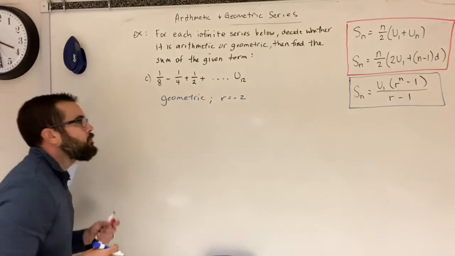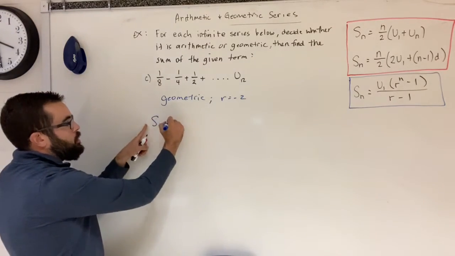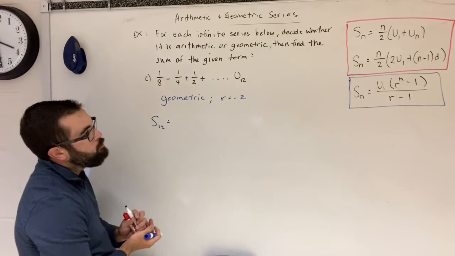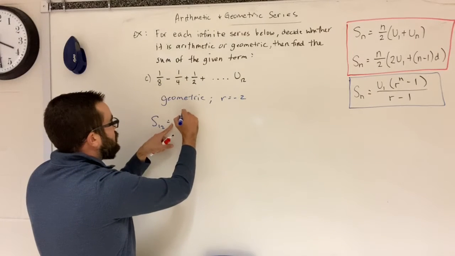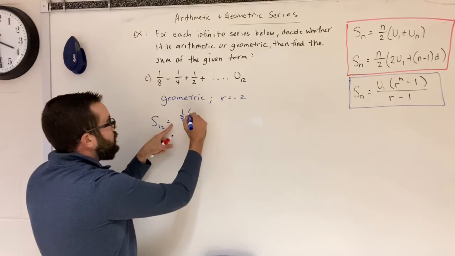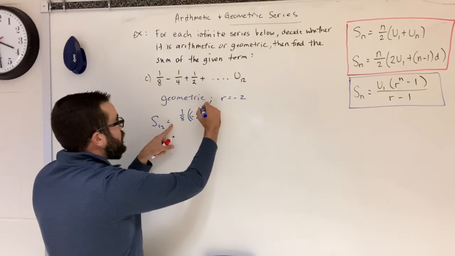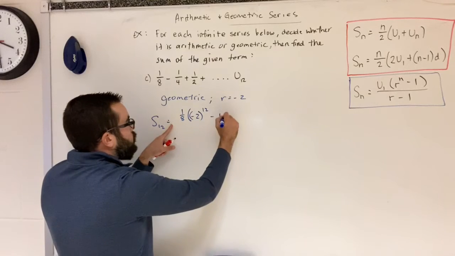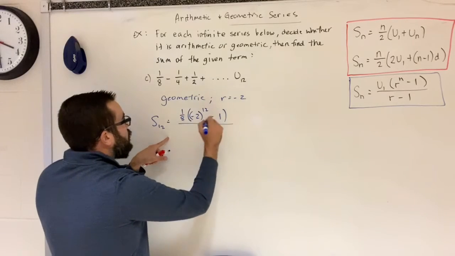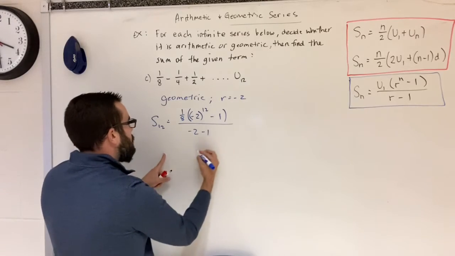I'm going to write that there so I don't forget it. All right, so the sum of the first 12 terms is u sub 1, which is 1/8, times your ratio to the n, to the 12th, minus 1, all over your common ratio, which is negative 2, minus 1.